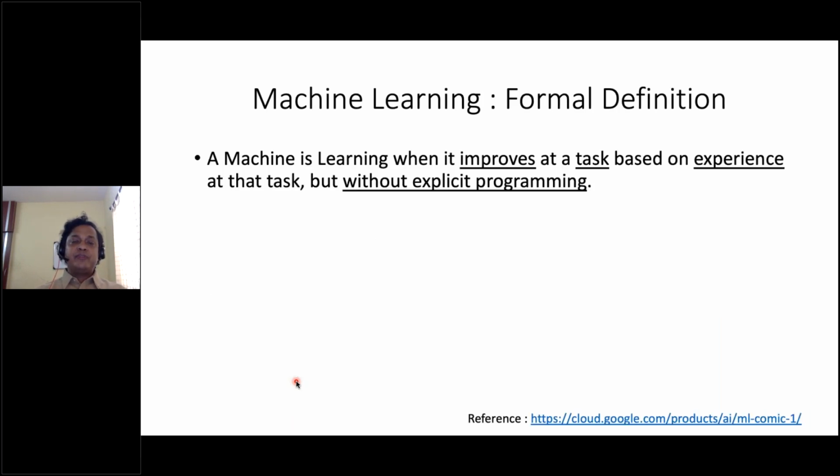Now let's come to the formal definition of machine learning. A machine is learning when it improves at a task based on experience at the task, without any explicit programming. For our case, predicting the price of a house was the task, and the question is how the task can be improved. It can be improved if we gather more data at regular or seasonal intervals and feed it to the model. As we explained, when a recession hits or there is a peak in demand, we have to feed the data so that the model tunes itself and its experience increases. If the experience increases, it will be better at predicting the price of houses, so it will improve at the task.